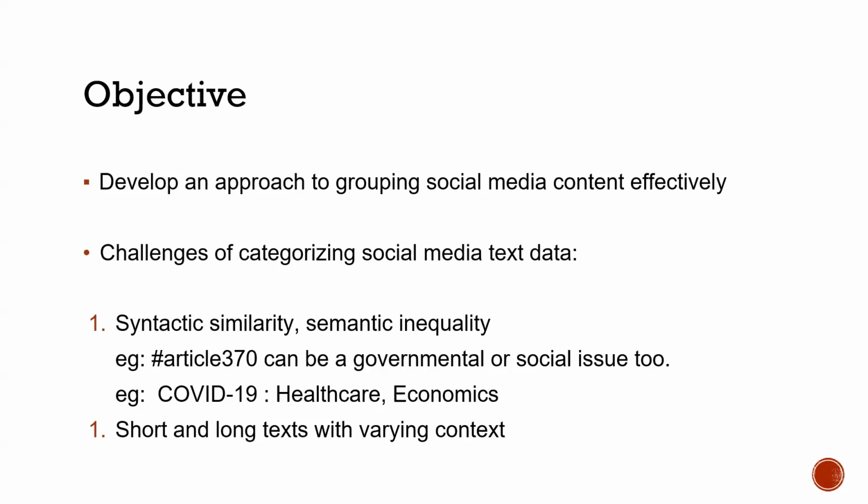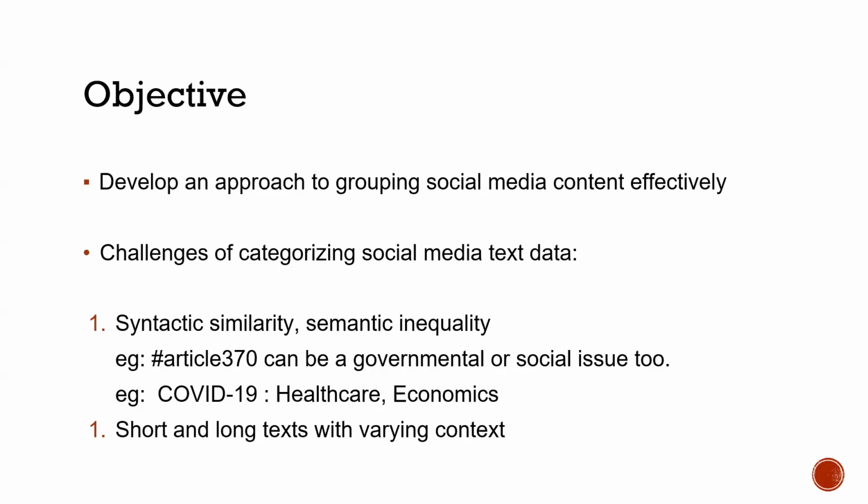Clustering means identifying the topics which are discussed across the social media platform. For that, we need to find out what challenges we are facing. The first one is syntactic similarity and semantic inequality. If you go with a traditional method to find topics discussed across social media, for example Article 370, different people will discuss it in different ways. It can be related to a governmental issue or to a social issue. If you cluster using the traditional method, every Article 370 hashtag and text will come under one cluster. But we need to check whether it is a governmental or social issue, categorize them, and cluster them.